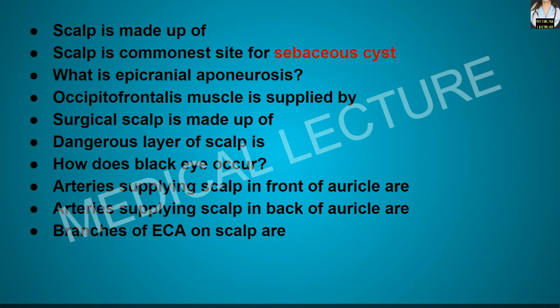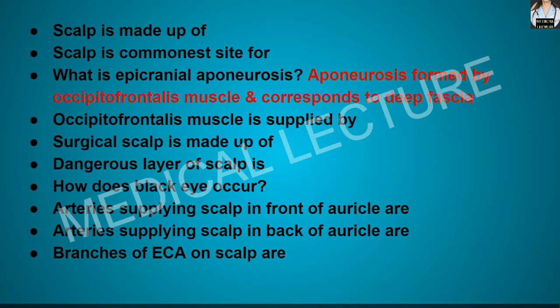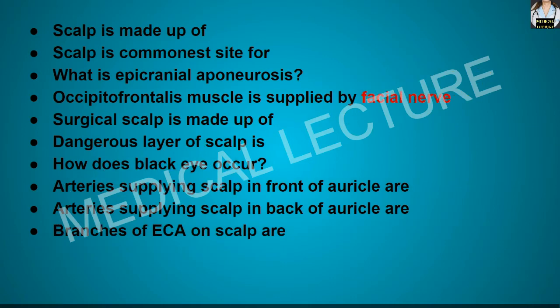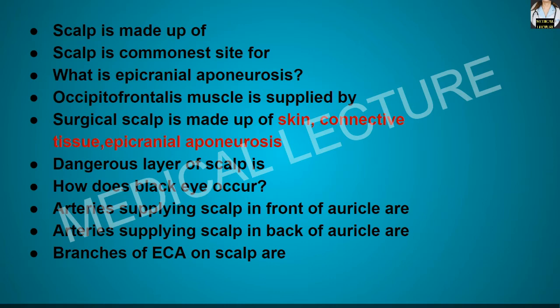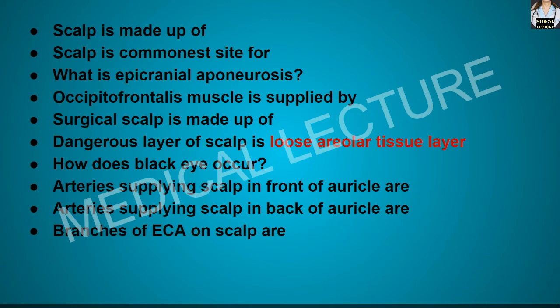What is epicranial aponeurosis? This is actually the aponeurosis formed by the occipitofrontalis muscle and corresponds to the deep fascia. Occipitofrontalis muscle is supplied by the facial nerve. Surgical scalp is made up of, remember, the outer 3 layers, that is the skin, connective tissue and the epicranial aponeurosis, or we can say the galea aponeurotica. A dangerous layer of the scalp is the loose areolar tissue layer.